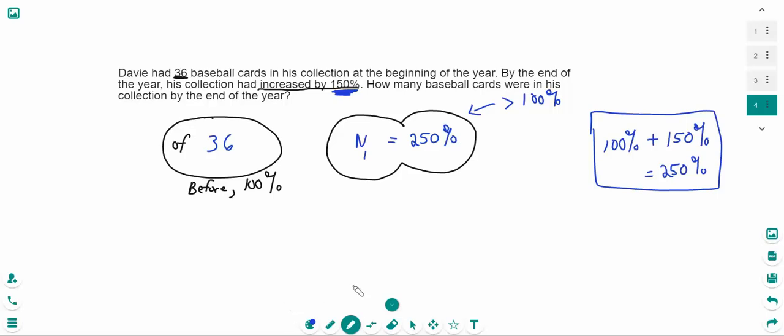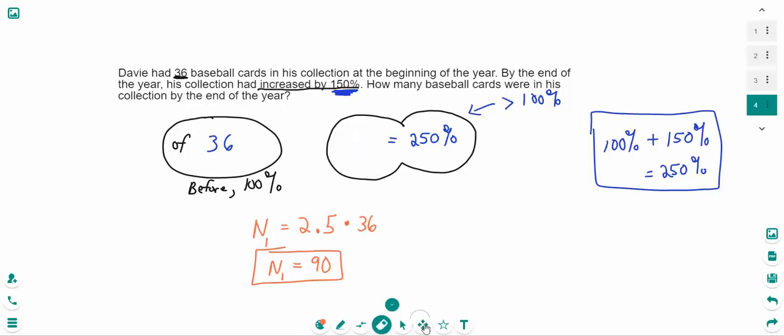250%. All right, and now we have our equation. So we have n sub 1 is equal to 250, which I'm going to write as 2.5 because I'm changing it into a decimal, times, which comes from the "of," 36. So what's 2.5 times 36? It is 90. So n sub 1 is equal to 90. That is this guy. So we can replace him with a 90.